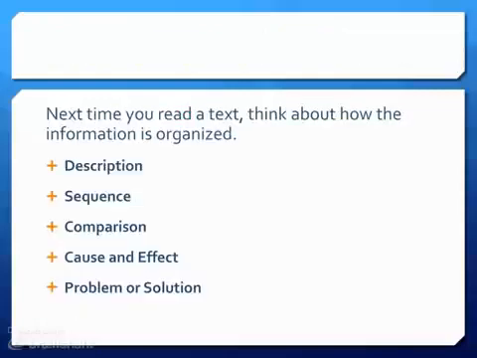So the next time that you read a text, think about how the information is organized. Is it organized with the text feature of description, sequence, comparison, cause and effect, or problem or solution?